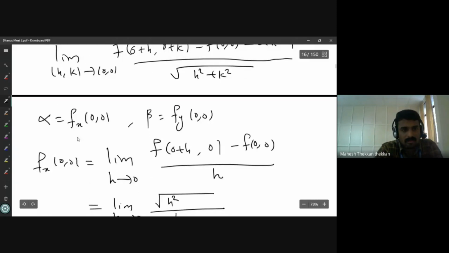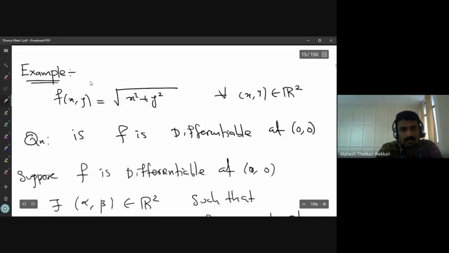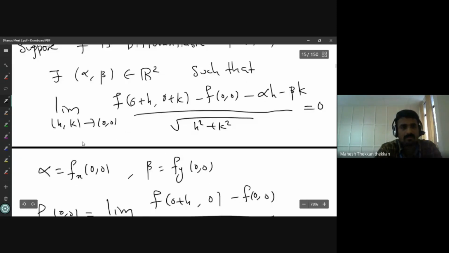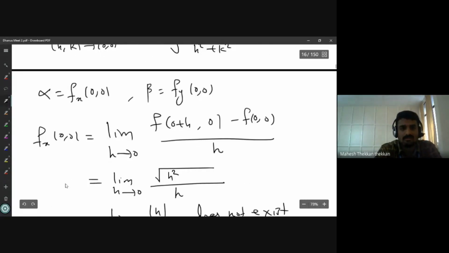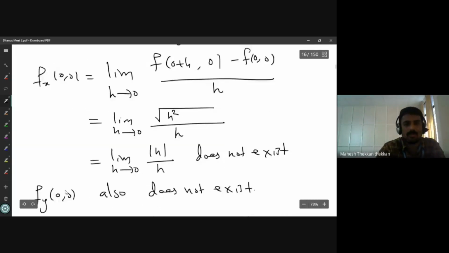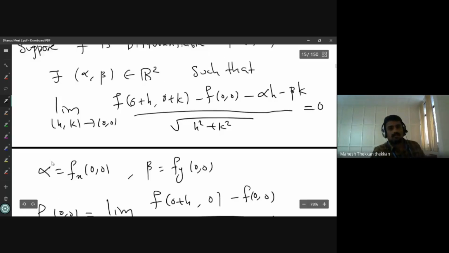So what you have understood from here is fx at 0, 0 and fy at 0, 0 both do not exist. Then you can say this function is not differentiable at 0, 0. Suppose it is differentiable at 0, 0, then both the partial derivatives should exist. Fx at 0, 0 and fy at 0, 0 must exist. That is our alpha and beta. But both of them do not exist. So this function is not differentiable at 0, 0. So f is not differentiable at the point 0, 0.